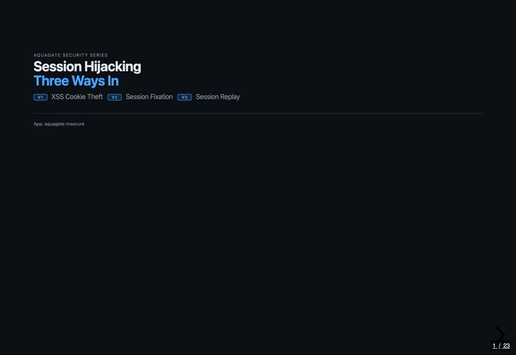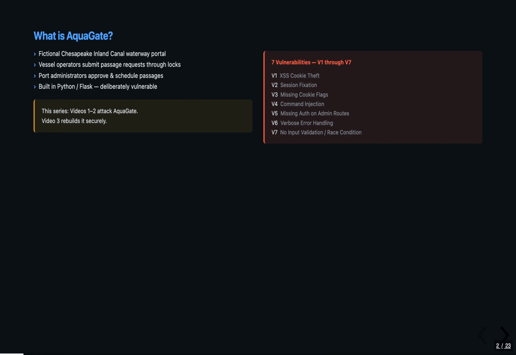Over 4 videos, we are going to attack a deliberately vulnerable web application and then fix it. This first video covers session hijacking, 3 different ways an attacker can take over an authenticated session without knowing the victim's password. AquaGate is a fictional waterway lock navigation portal.